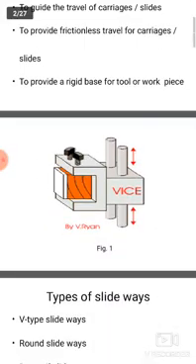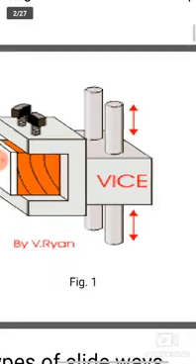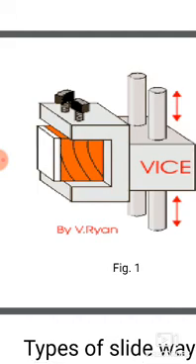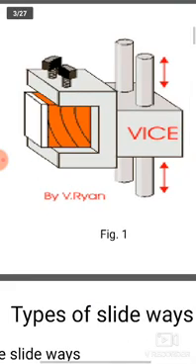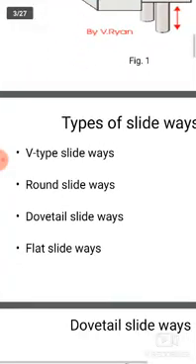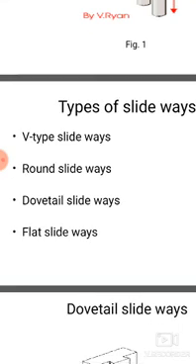Next, this is a vise. This is the slideway moving here and there. Two shafts are given here, and the vise will move here and there. This is one type of slideway. Next, what are the different types of slideways? V-type slideways, round slideways, dovetail slideways, and flat slideways. These are the four different types of slideways we have.